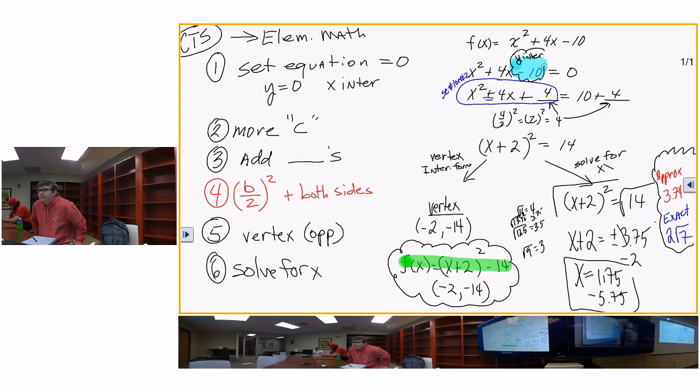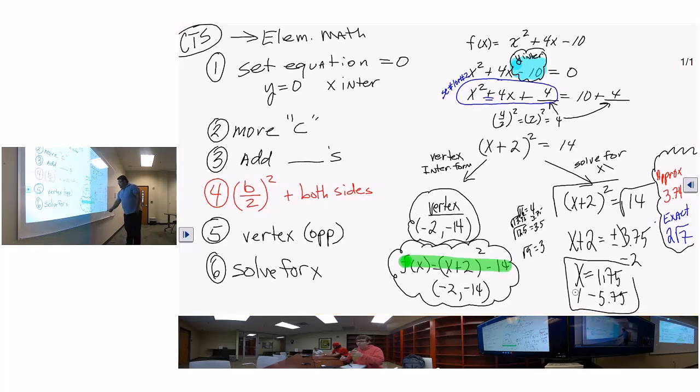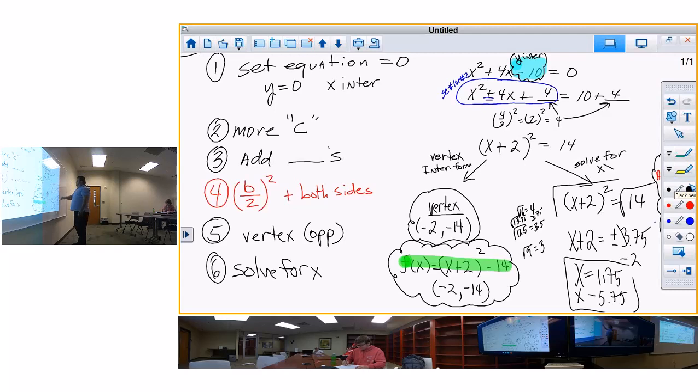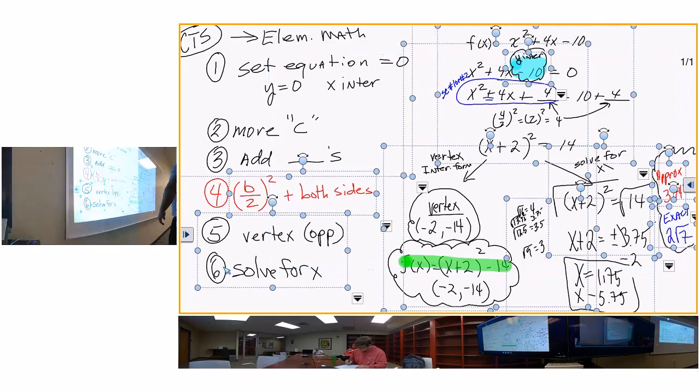We got our vertex. Vertex is right here. And our X-intercept. So what can you do on a graph now? You can sketch your parabola. So go ahead and sketch it. Take a piece of paper or take a makeshift graph, wherever it is.